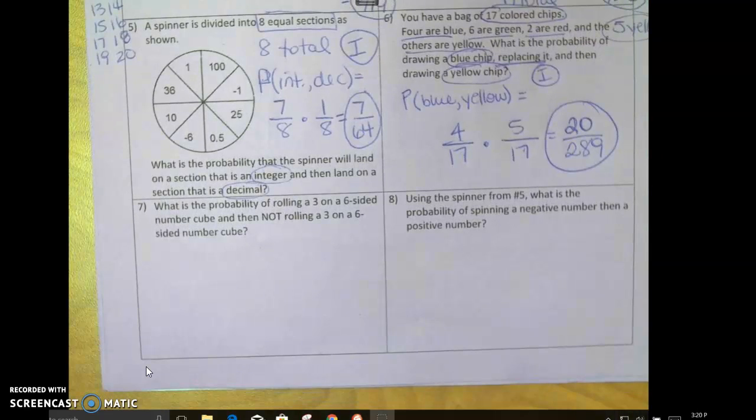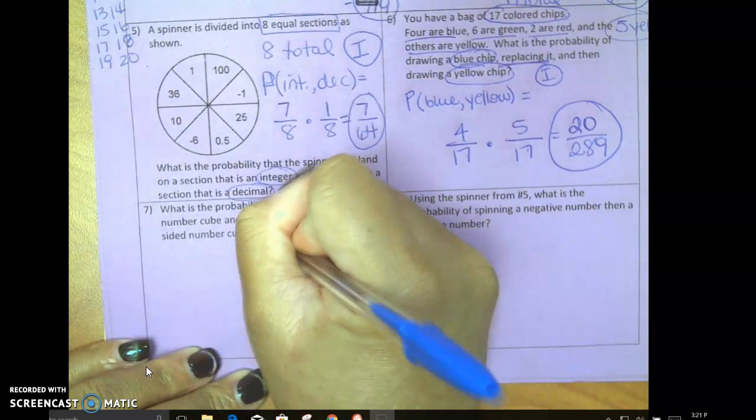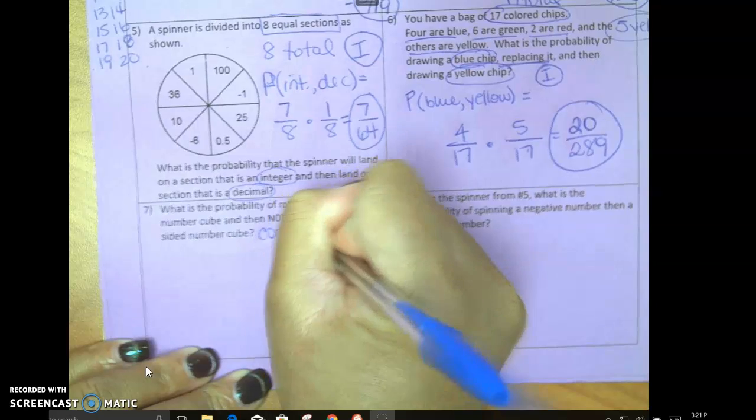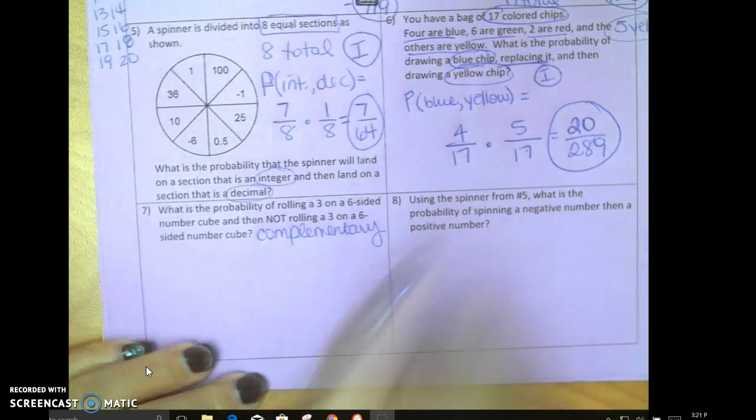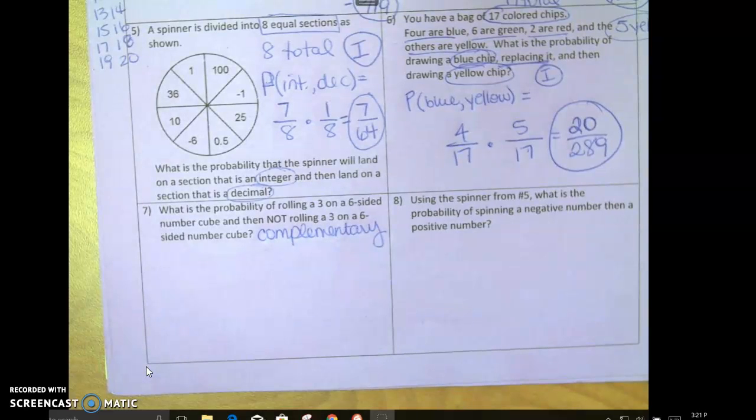7. What is the probability of rolling a 3 on a 6-sided number cube and then not rolling a 3 on a 6-sided number cube? So whenever they say the word not, they're talking about a complement. Okay, so these are complementary.